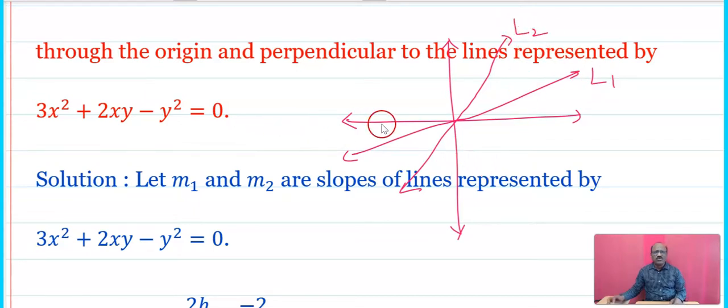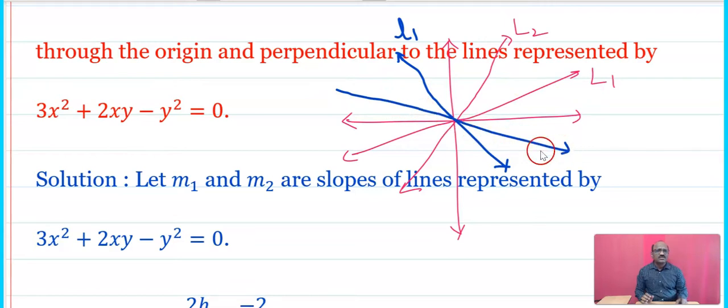This is the joint equation. We want to find out the combined equation of the lines which are perpendicular to these lines. Suppose that I draw those two lines. This is the small l1, which is perpendicular to this capital L1. Next is another line, the small l2, which is perpendicular to capital L2. Then we want to find out the combined equation of the small l1 and the small l2.